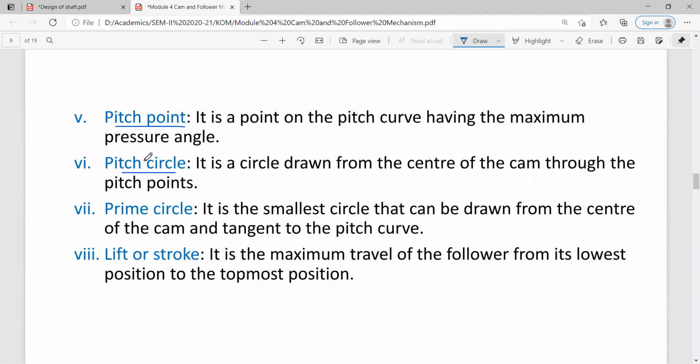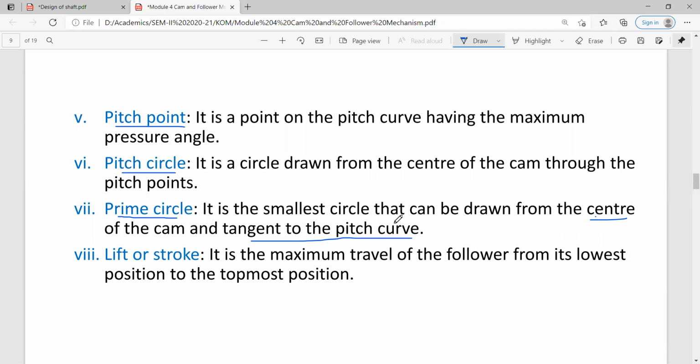We have seen pitch point, pitch circle. Then is the prime circle. Now what is it, prime circle? It is the smallest circle that can be drawn from the center of the cam. So it is concentric to the shaft. From the center of the cam and tangent to the pitch curve.